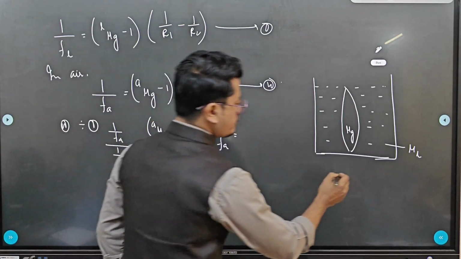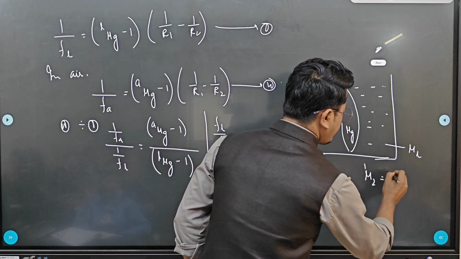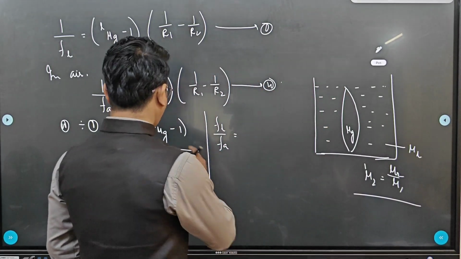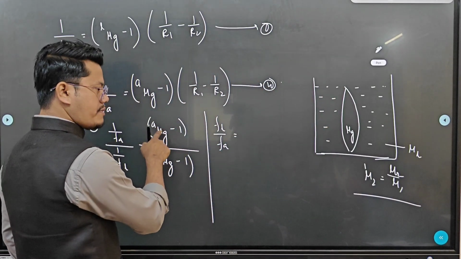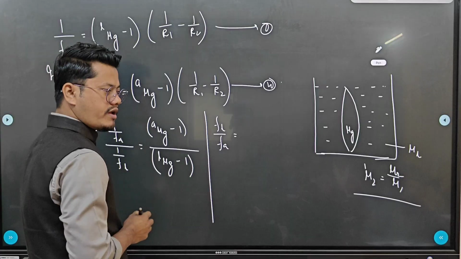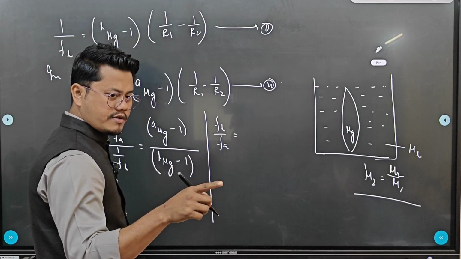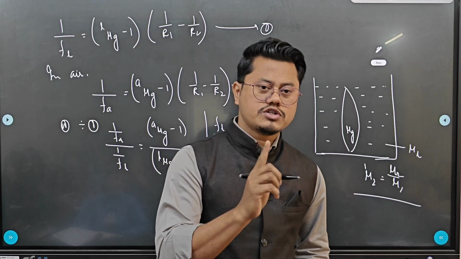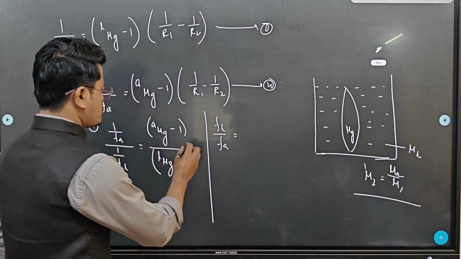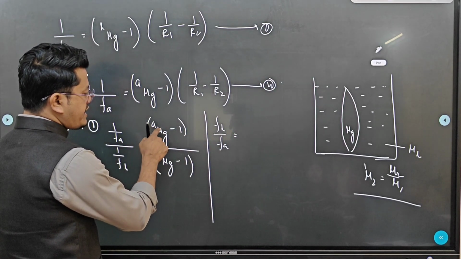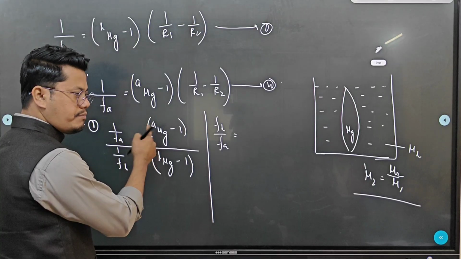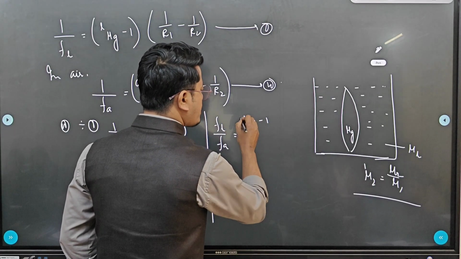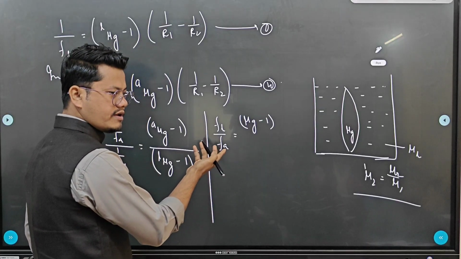I already told you 1μ2 can be written as μ2 by μ1. I hope you remember. So aμg can be written as μg by μair. What is μair? Refractive index of air. And what is the refractive index of air? Very good, it's always equal to 1. So if I write here μg by μa, which is 1, can I write here simply μg minus 1 or not? Because μa is already 1, right?